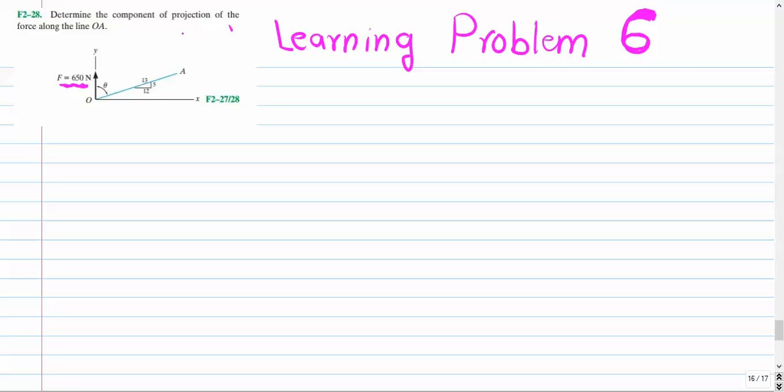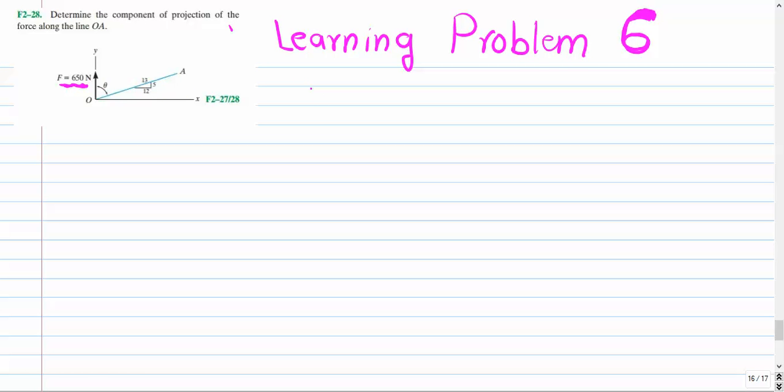But whenever you get any question like this in your examination, you should always ask your instructor to clearly state if the question wants you to find the vector or the magnitude. For me, whenever the question says magnitude, I go for the magnitude. Whenever it does not mention magnitude, I just go for the vector. And that is exactly what we are going to do in this question. We are going to find the vector form for the component of the 650 Newton force along the OA line.